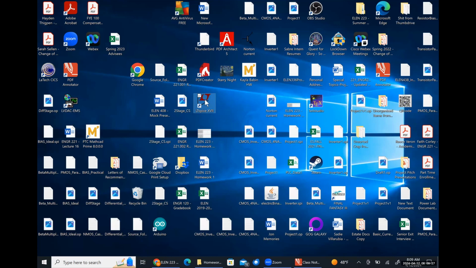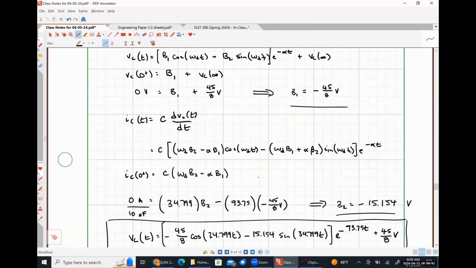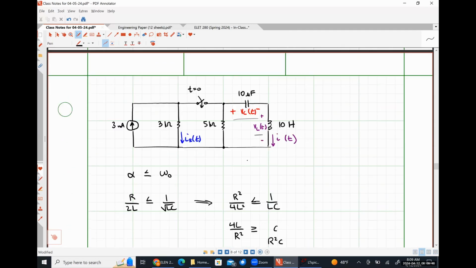LTspice here in the middle. At some point I will have to clean up that desktop, but today is not that day. This year is probably not that day. Sorry, my memory is crap right now, so I don't even fully recall what the circuit looks like.